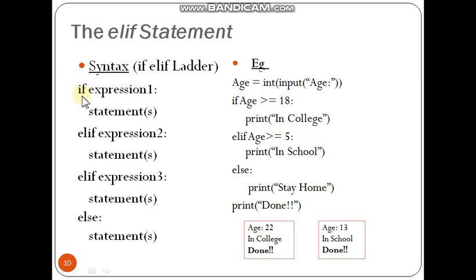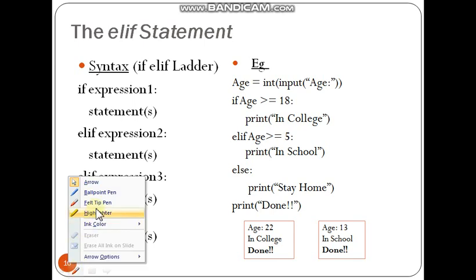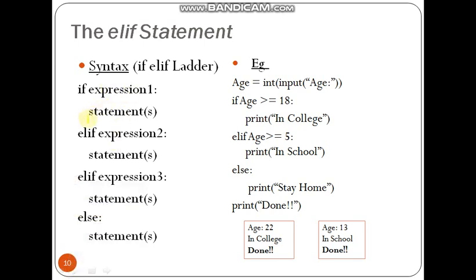Look at the syntax. If expression 1 is true, it executes this set of statements. Otherwise, if this expression is false, it comes to the next elif. Again an expression is coming, and if this expression is true, it will execute this, and if that expression is false, it again goes to the next elif. In this way, you can add any number of elif.